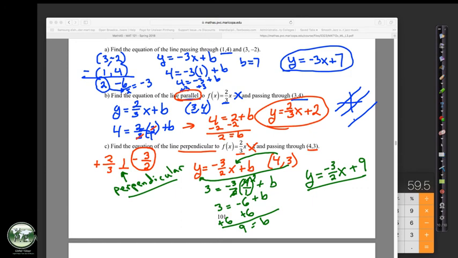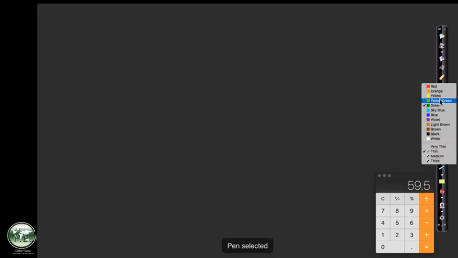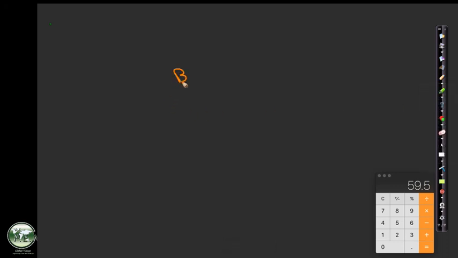Word of the day. Who's got a good one? Basketball. Basketball. We'll go with that. Orange would be a good color because basketballs are orange, right? Basketball. So that's our word of the day.